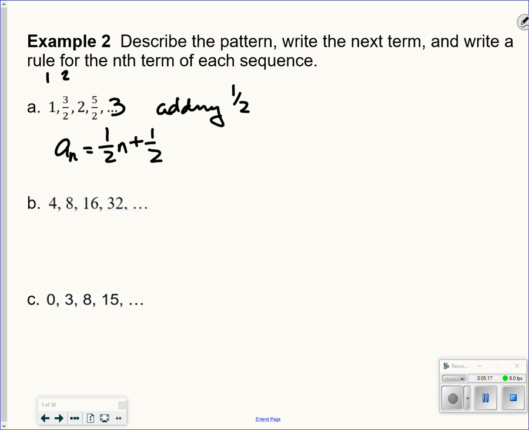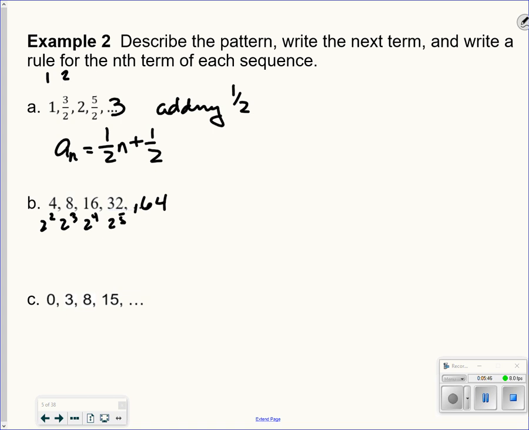So now the next one, 4, 8, 16, 32. So this one's a little more challenging. It's not just adding the same number each time, but I noticed that 4 is 2 squared and 8 is 2 cubed. So this is 2 squared and 2 cubed and 2 to the fourth and 2 to the fifth. So I see a pattern there. So now what can I do? The next number then would be 64 in this particular pattern.